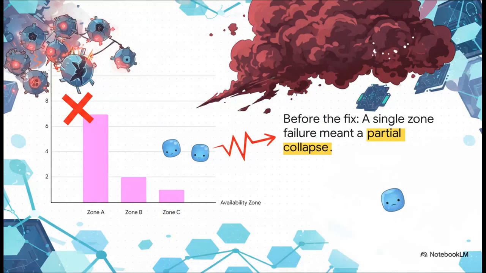And this chart just says it all, doesn't it? Before the fix, just look at this mess, a dangerously imbalanced state. You've got 6 pods crammed into Zone A, while poor Zone C only has 1. So, of course, when Zone A hit a snag, the whole service was crippled.